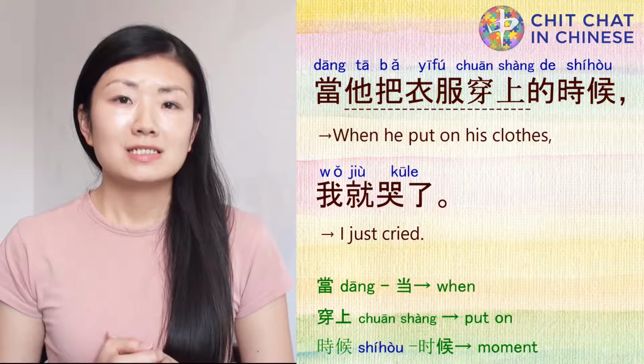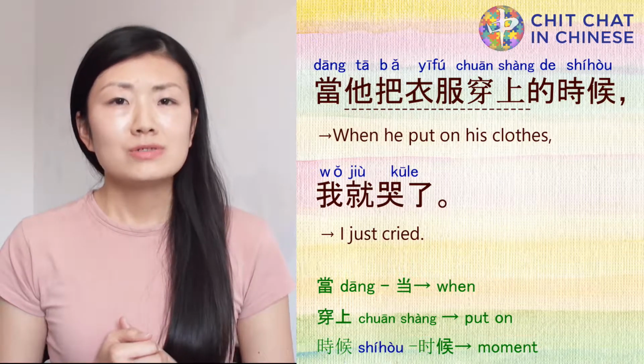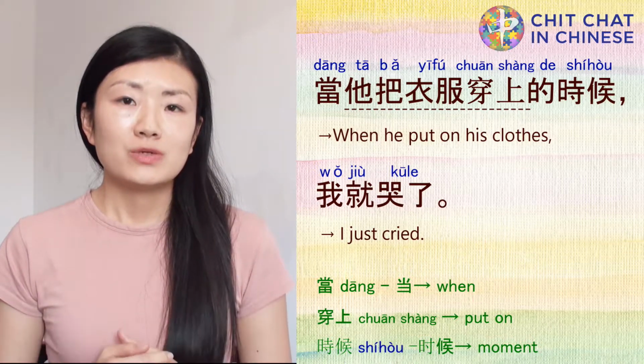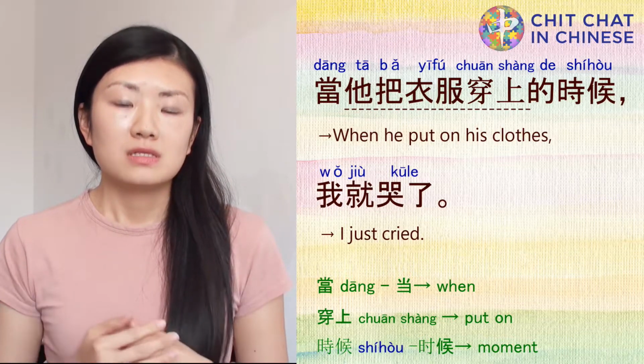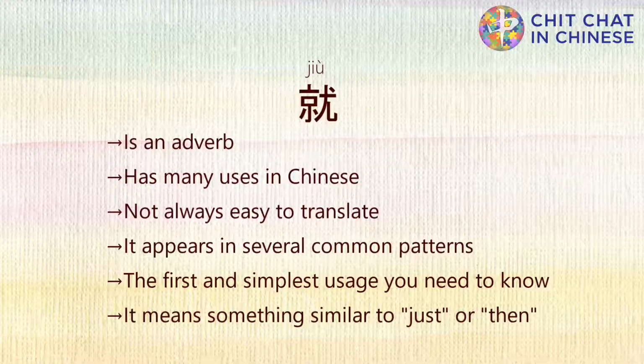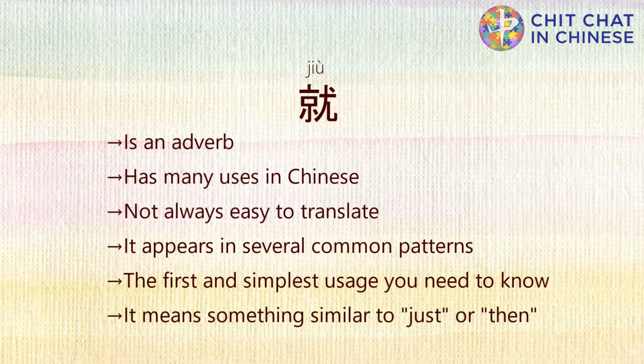These two sentences are very good and they are also a bit funny. That's why I want to share with you. Now, I want to explain what 就 this word means. 就 is an adverb and has many uses in Chinese. But it is not always easy to explain what 就 this word means.